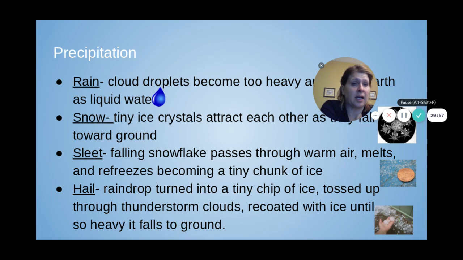Some of you might have heard of baseball size hail. So it is raindrops that turn to ice that's tossed into a rain cloud, a thunderstorm cloud known as a cumulonimbus cloud, recoated with ice, and then falls down to the ground. So rain freezes, chunks, and freezes into a big ball and comes down.